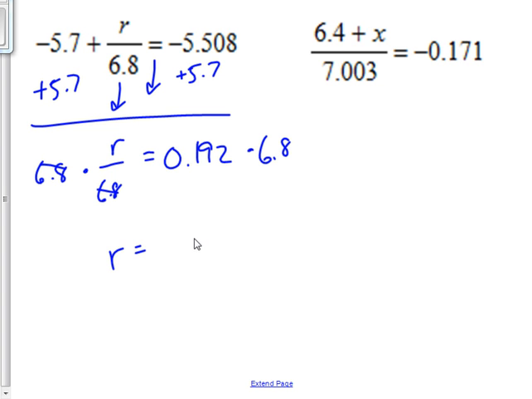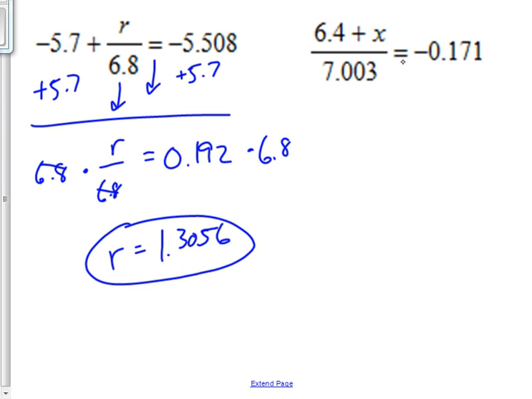What I end up there with is 1.3056. And again, I don't want to round that at all. So I'm going to take 1.3056 divided by 6.8, hit equals. And then we can add a negative 5.7. And we get negative 5.508, so that does work. We checked it, and we can circle it.